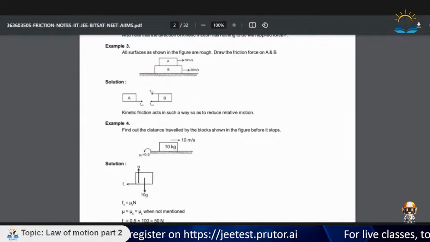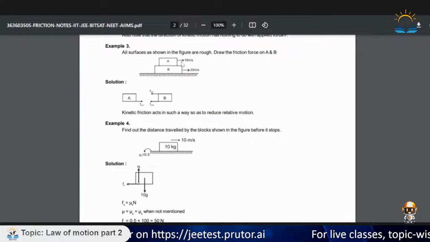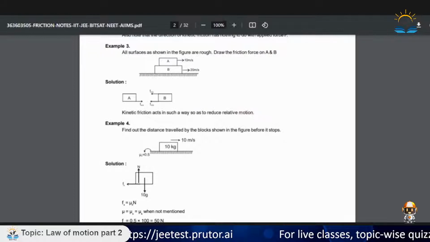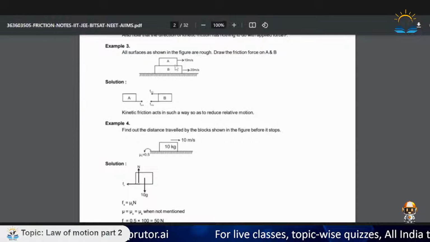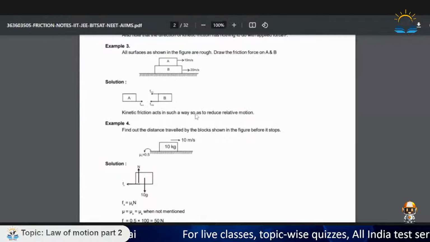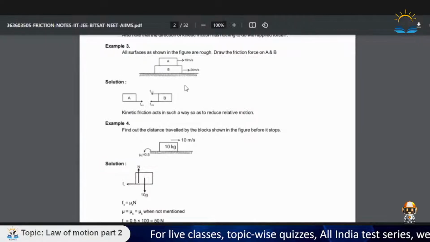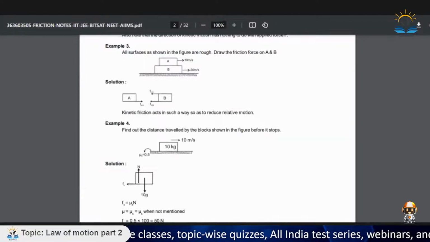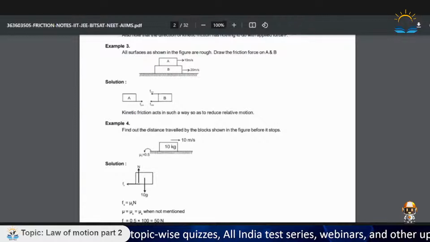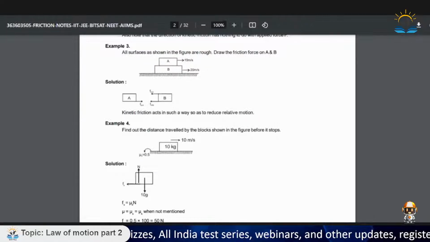All the surfaces as shown in the figure are rough, so we have to consider friction. Draw the frictional force on A and B. Now for A and B, we have to draw the friction forces. The velocities are given. So first of all, let us see how many friction forces there would be. There are two contact surfaces, one between A and B, and second between B and the ground. So we will be writing two frictional forces.